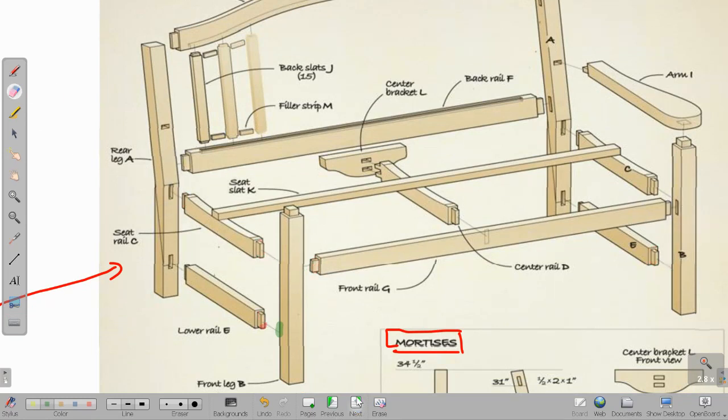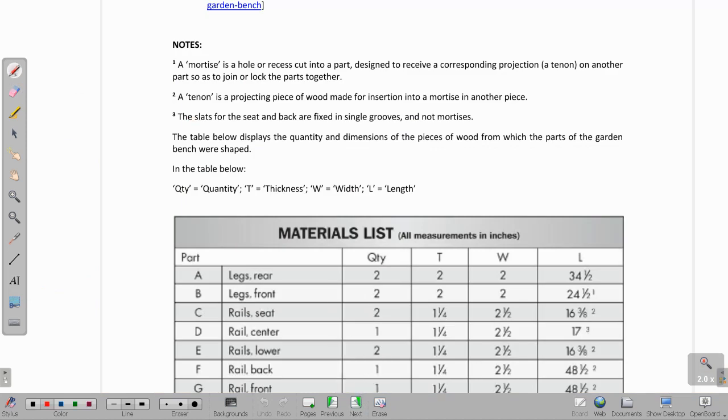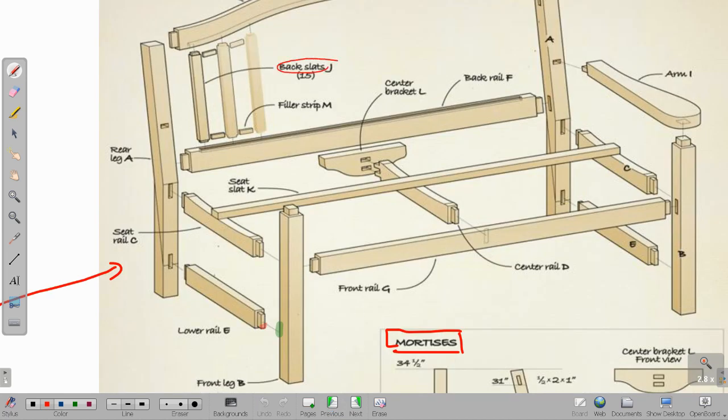So that's basically our mortise and tenon. And then it says that the slats for the seats and back are fixed in a single groove and not mortises. So slats for the seats do not have mortises. We have to understand, this is the slats, this is the back slats. While there's a tenon here, these are not mortises because he's saying that this is one single groove. That is not counted as a mortise.